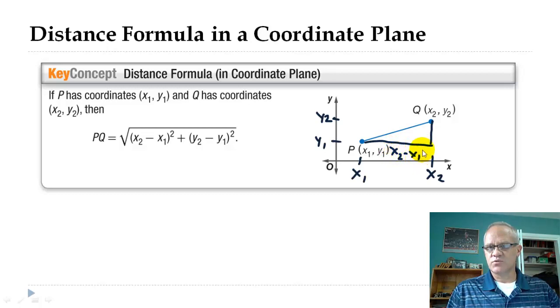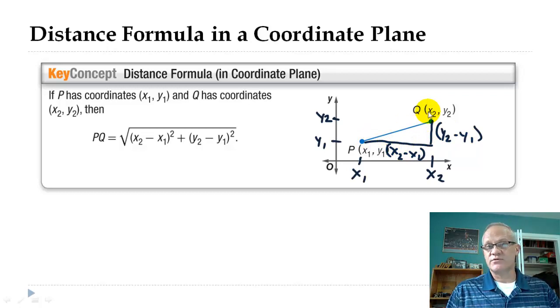x2 minus x1, right? That would be that distance. What would be the distance from here to here? Well, that's your y1 and your y2. You'd say y2 minus y1. So that's those 2 distances. Well, how do you find this third distance?